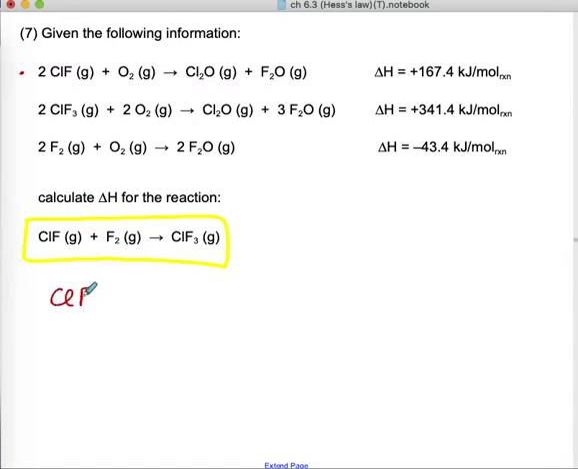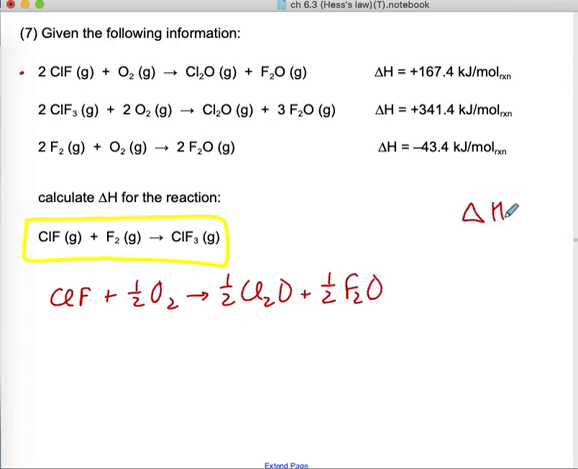So that will give me ClF plus 1/2 O2 goes to 1/2 Cl2O plus 1/2 F2O. Now I'll list the corresponding enthalpy changes over here. Because I multiplied the equation by 1/2, delta H here is going to be 1/2 times positive 167.4 kilojoules per mole. Okay. I want to get now 1 mole of F2 on the reactant side.